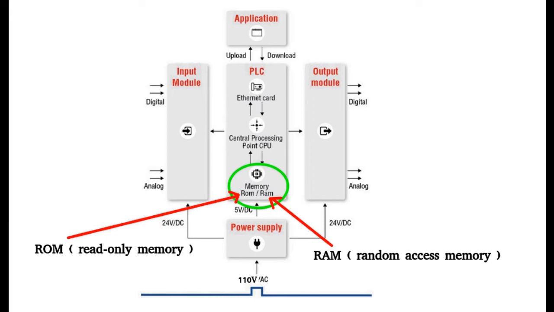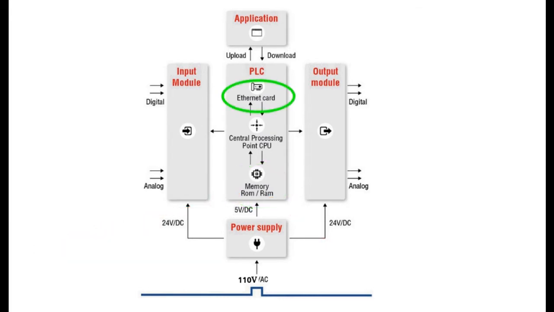Compare this to your smartphone. ROM is the type of memory that ensures that when you start the phone, it loads the proper operating system so you can use the phone. And if you open Facebook, it gets loaded up on that working random access memory, but if your phone powers down, it disappears. As you can see, this PLC has an Ethernet card.